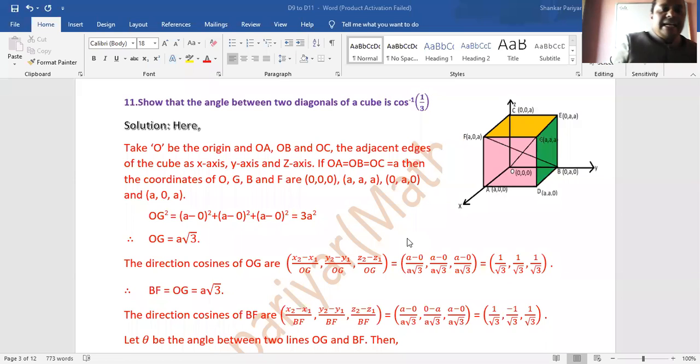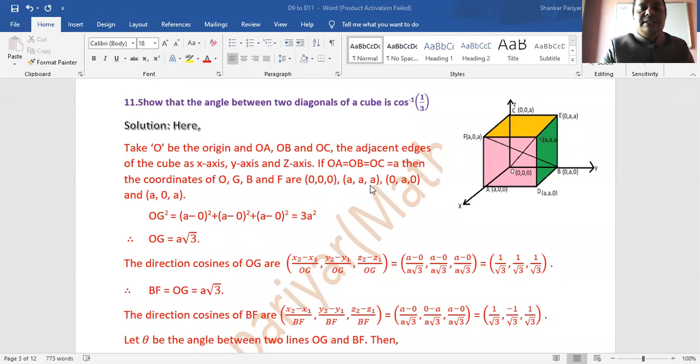But the question has said that the angle between two diagonals of a cube. Two diagonals of a cube means one diagonal is OG, and the other diagonal you can see in the figure, this is BF, the other diagonal.